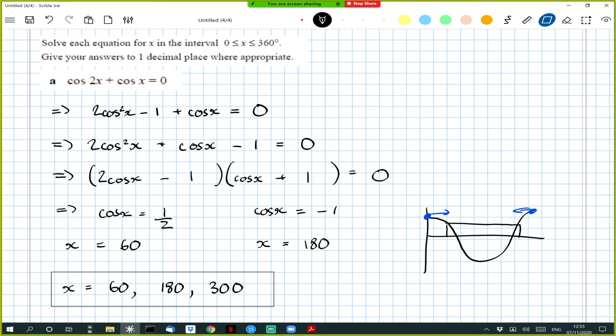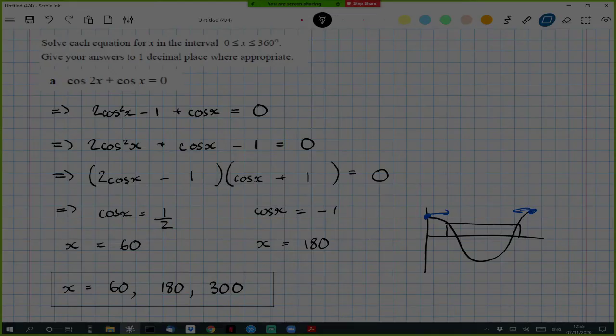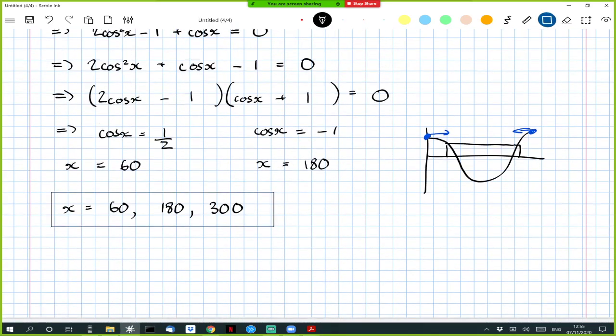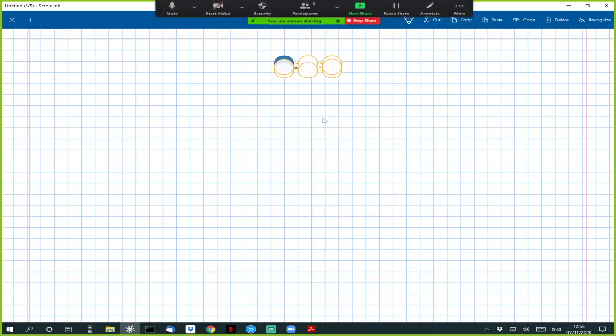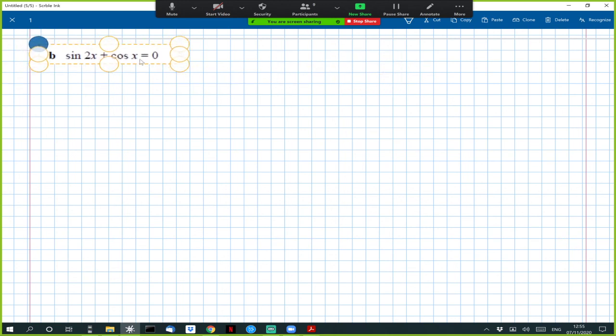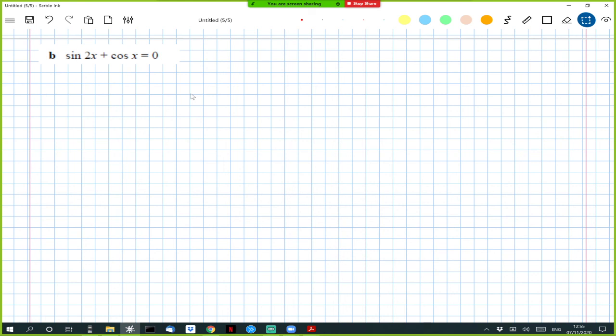So another. That one there. Again, remembering that I wanted all the solutions from 0 less than or equal to x less than or equal to 360. So see if we can have a go at that one. Again, I'll give you a couple of minutes before I start, and I'll walk you through how I would do it.